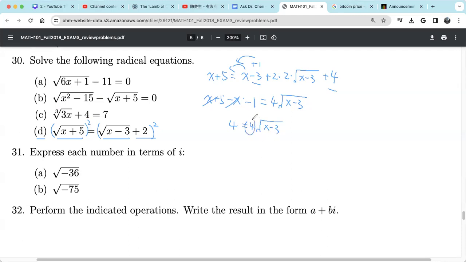Now let's get rid of this 4. How do we get rid of this 4? We divide by 4 on both sides. So 4 divided by 4 is 1. Then this side we just have square root of x minus 3. Now we square both sides again. 1 squared is 1. Square root of x minus 3 squared is x minus 3. So move negative 3 to the other side, or add 3 on both sides, x equals 4. So one solution for D. So that's question 30.